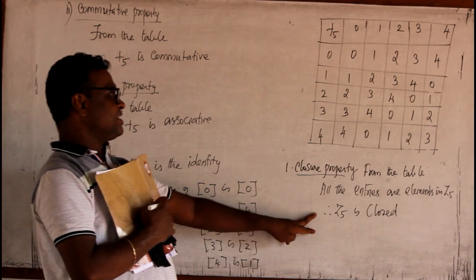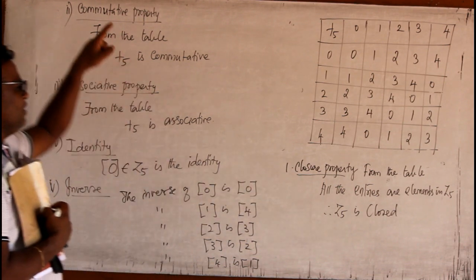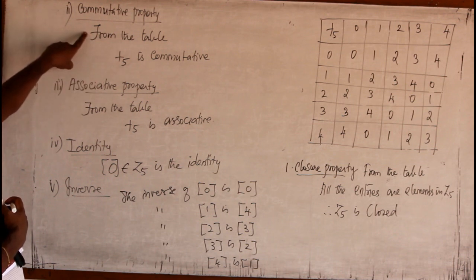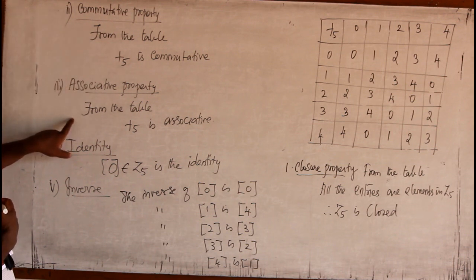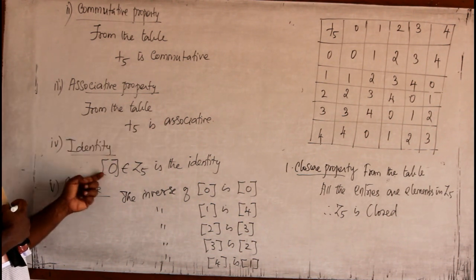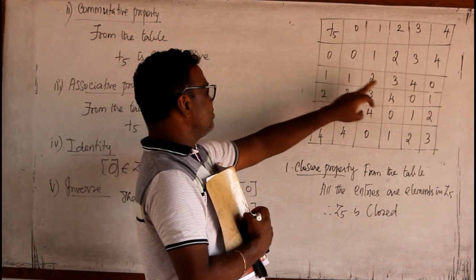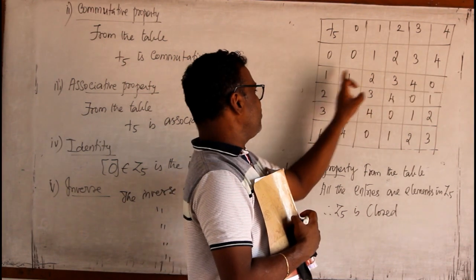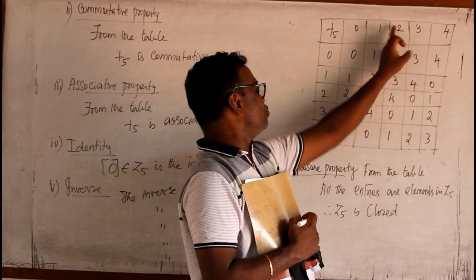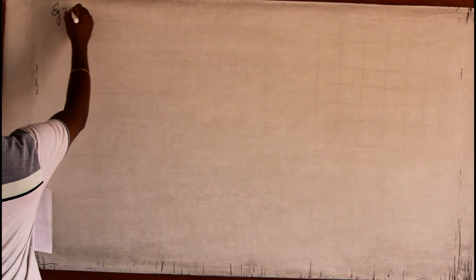From the table, you just write all the entries in the table are elements in G already, therefore Z5 is closed. We know addition is always commutative, so you just write plus 5 is commutative, and you also mention from the table you understood. Similarly, from the table you understood plus 5 is always associative. In addition, we know 0 is the identity always, so 0 is the identity. And you can find out the results wherever 0 is coming. There the inverse exists. 1's inverse is 4, 2's inverse is 3, 3's inverse is 2, and 4's inverse is 1, 0's inverse is 0. Example 2.10.